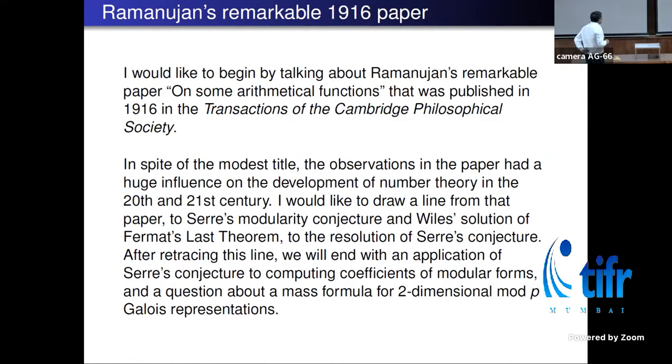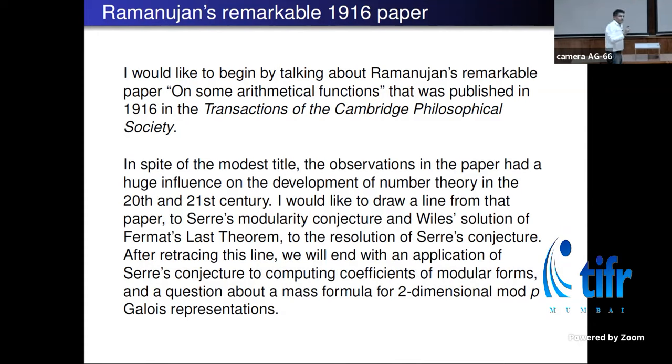So I think in some sense one can make an argument that that paper set off a set of developments which led eventually to the solution of Fermat's last theorem, via the work of Serre and Swinnerton-Dyer in the 1960s and 1970s to try and understand some of Ramanujan's remarkable observations, particularly to do with the prime 691. Okay, so I'll come to the prime 691.